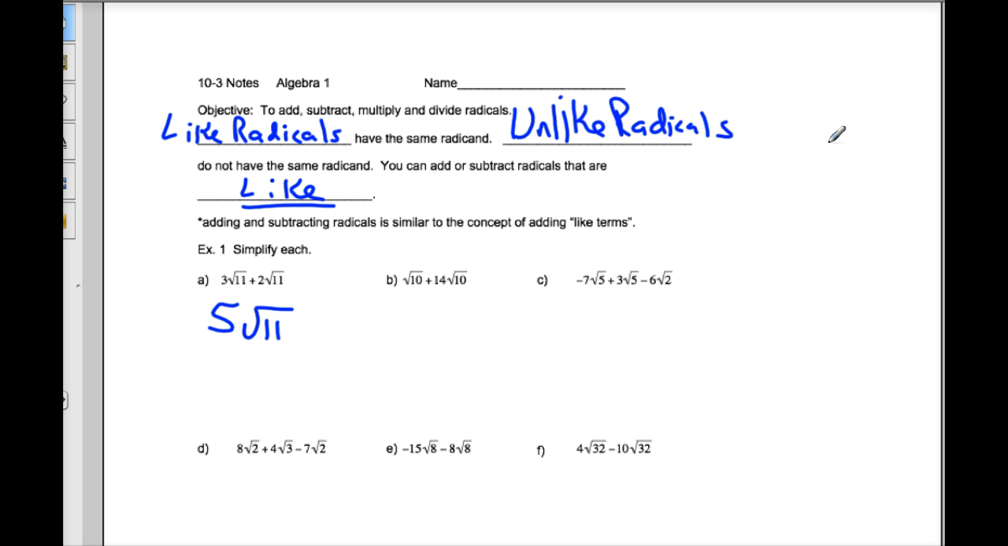How about B? 15 radical 10. What's the coefficient of just radical 10? A sneaky 1. So 1 radical 10 plus 14 radical 10s would give me 15 radical 10s.